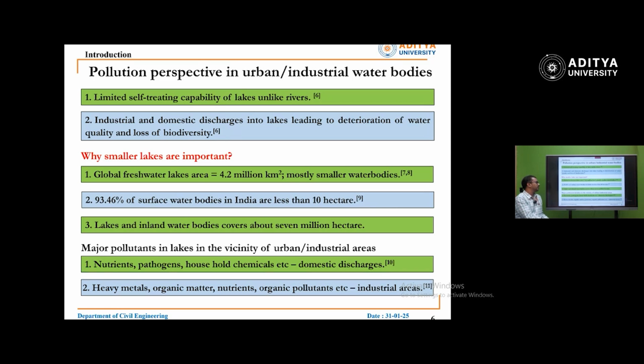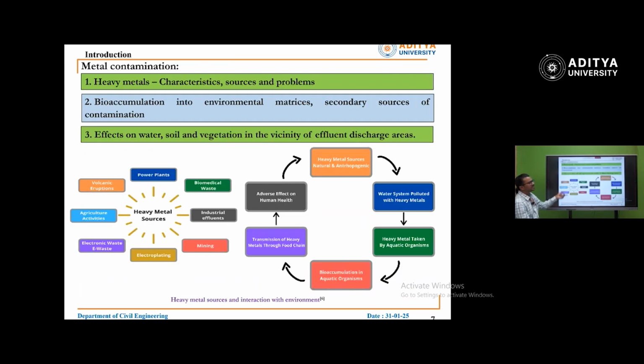Major pollutants in lakes in the vicinity of any urban area or industrial area are mostly household chemicals, domestic discharges, or industrial discharges. Apart from that, heavy metals. So now we'll discuss heavy metals. What are heavy metals? Why are we calling them heavy? Generally, they are denser.